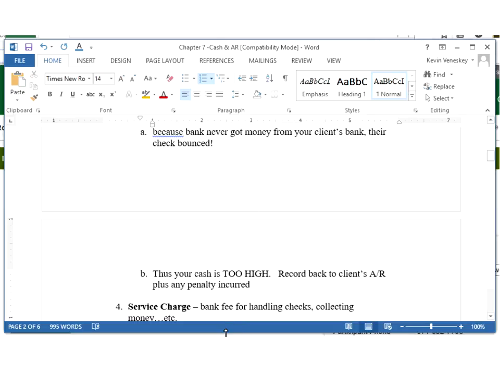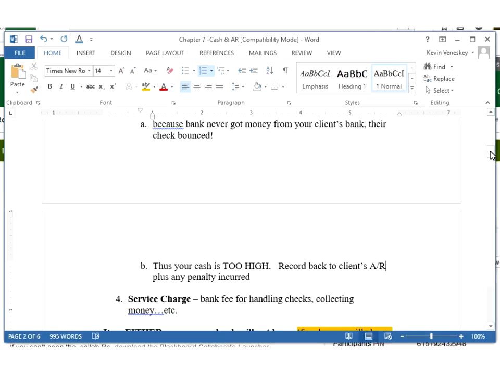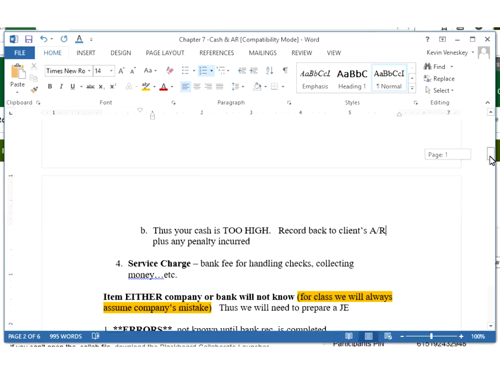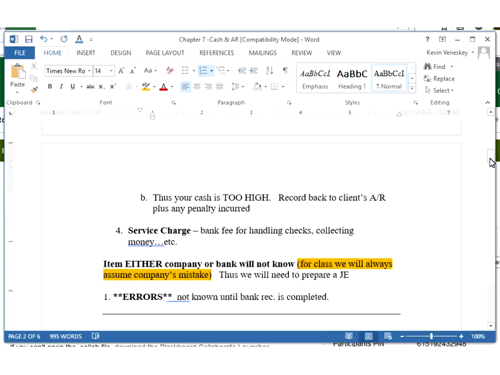So we're going to take an example, look at each one of these. And then the last item here in our definite items that the bank knows that we don't is if there's any service charge. Mainly for businesses, usually for individuals it's free checking, but for businesses they do charge.